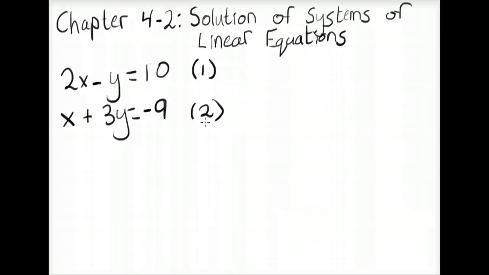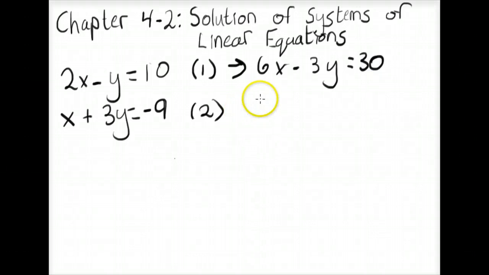So we're going to do the first method and add the equations together in order to eliminate the variable. To do that, it looks like it would be easiest to eliminate the y variable. So first we're going to want to take equation 1 and multiply each term by +3. So we're going to get 6x minus 3y equals 30.